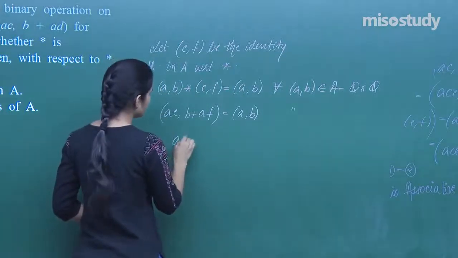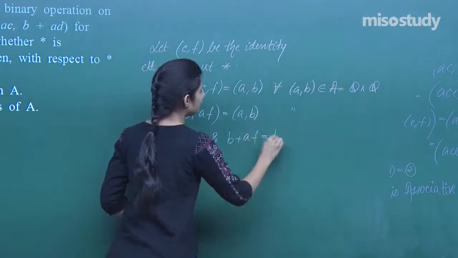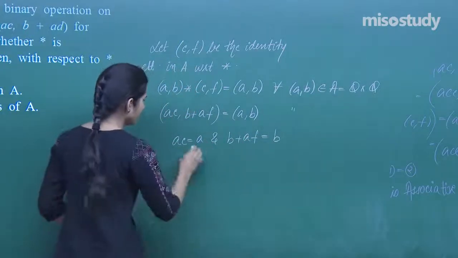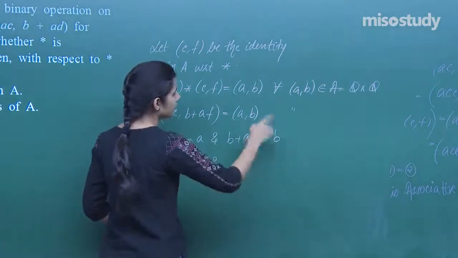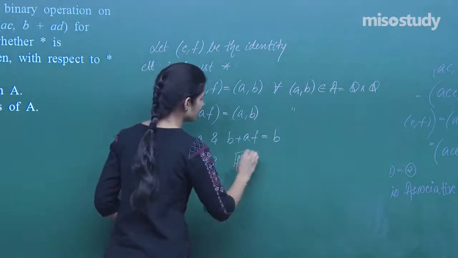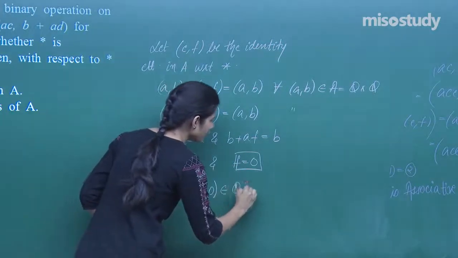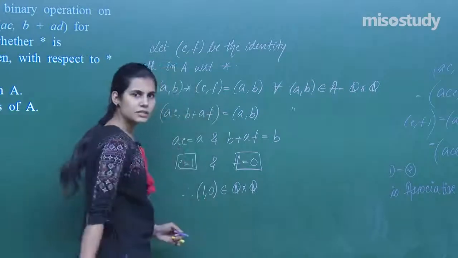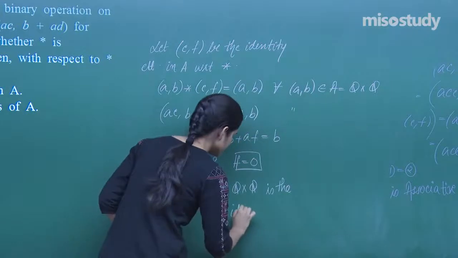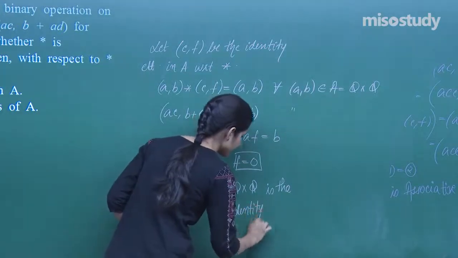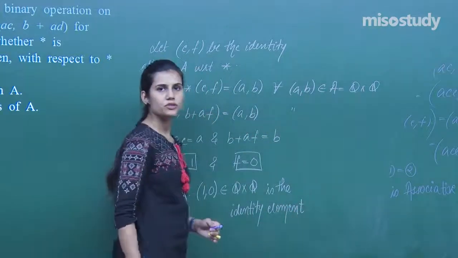If you compare, you get AE equals A and B + AF equals B. AE equals A means E is 1, and AF equals 0, so F equals 0. Therefore (E, F) is (1, 0), which definitely belongs to Q cross Q, 1 is a rational, 0 is a rational, and it is the required identity element under star in Q cross Q.